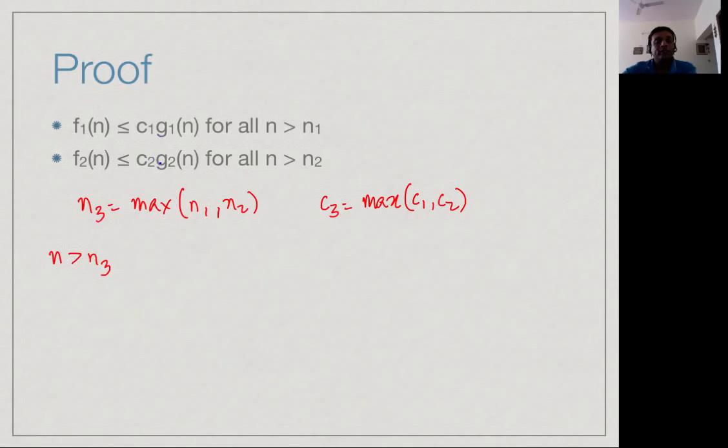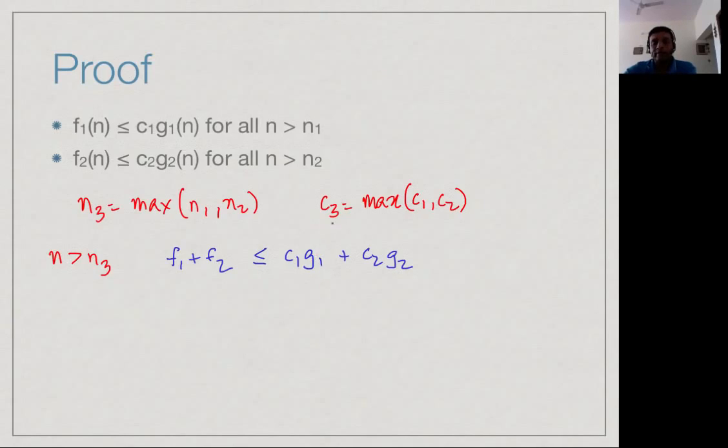Beyond n3, both these inequalities are effective. So we have f1 + f2 will be less than c1 times g1 + c2 times g2. This is because we are beyond both n1 and n2, so both f1 less than c1 g1 holds and f2 less than c2 g2 holds. So I can add the two, and this is the first obvious thing that we said, g1 + g2. But now we can be a little cleverer.